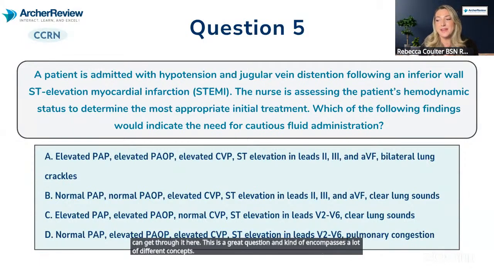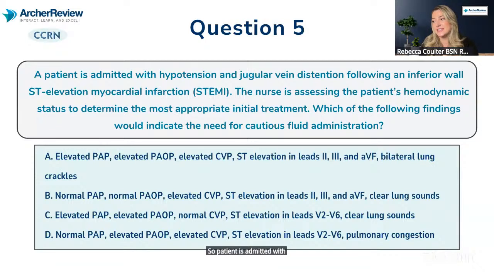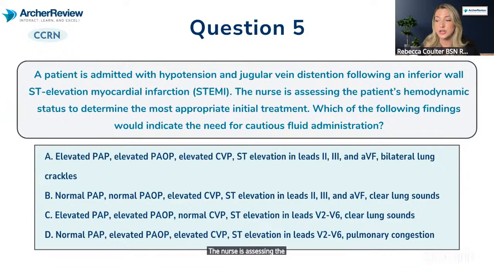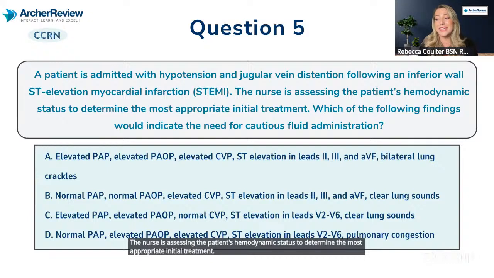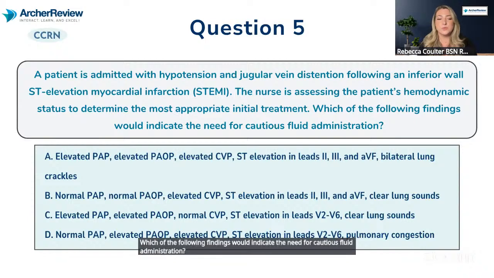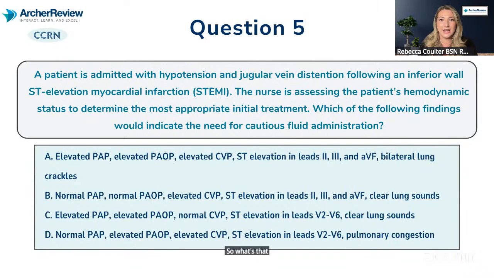So, patient is admitted with hypotension and jugular venous distension following an inferior wall ST elevation myocardial infarction, so an NSTEMI, or I'm sorry, a STEMI. The nurse is assessing the patient's hemodynamic status to determine the most appropriate initial treatment. Which of the following findings would indicate the need for cautious fluid administration? What that's saying is that we need to be really careful when we give fluid.